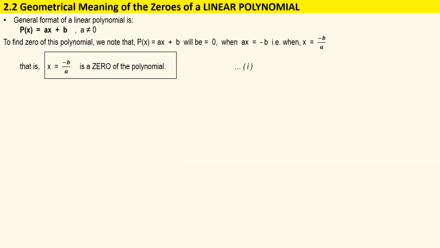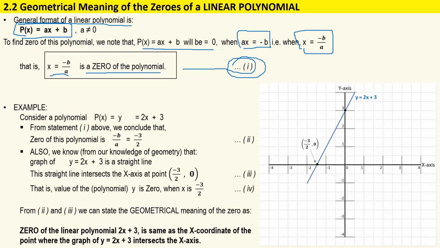Let's first see the general format of a linear polynomial, which is p(x) is equal to ax plus b, where a is not equal to 0. To find the zero of this polynomial, we can say that p(x) is equal to ax plus b will be equal to 0 when ax is equal to minus b, and in other words, when x is equal to minus b by a, the value of the polynomial will be 0, and hence x is equal to minus b by a is a zero of this polynomial. And let's call this our statement number 1.